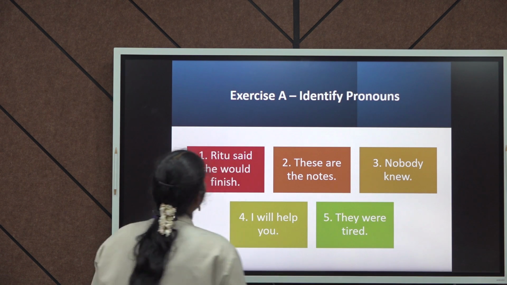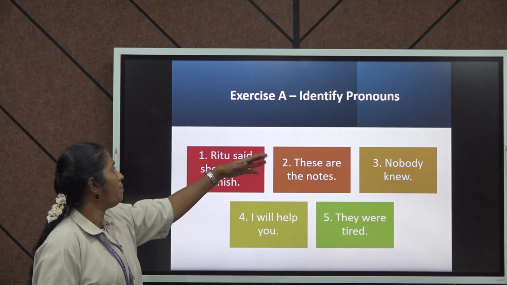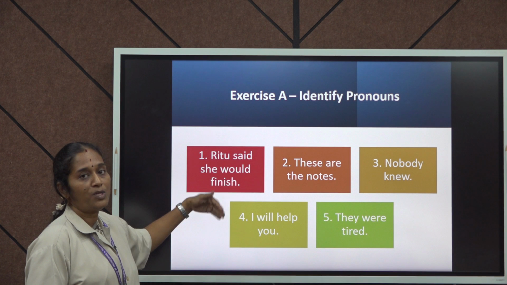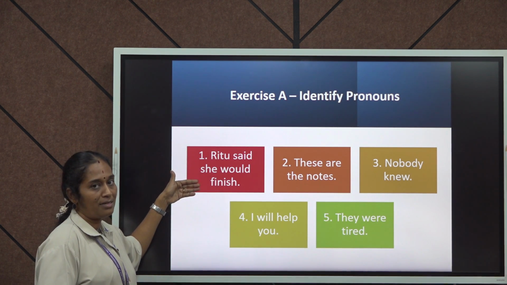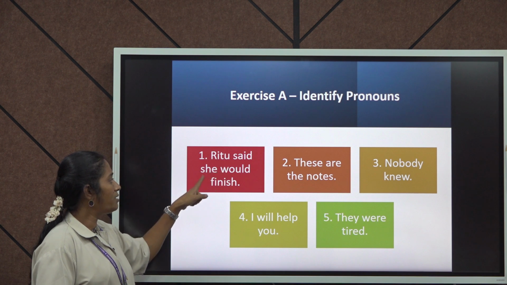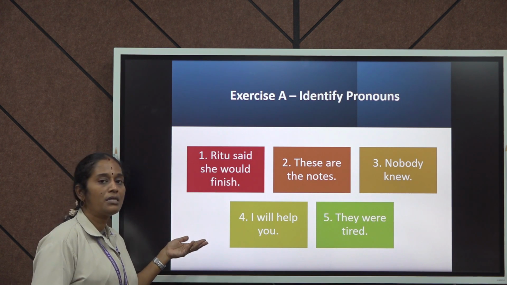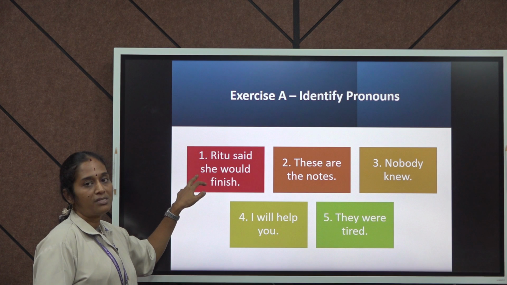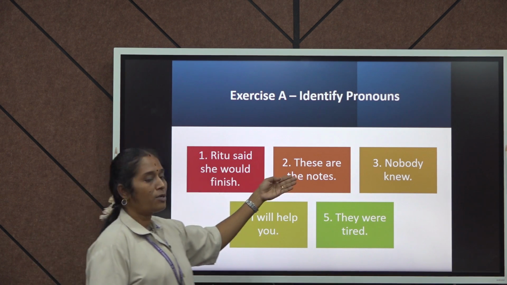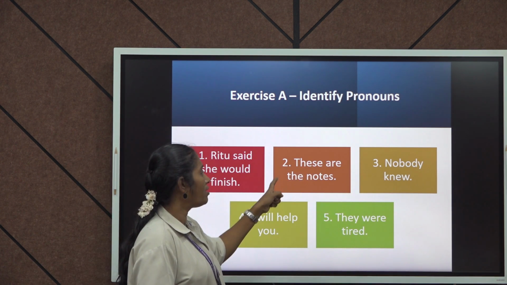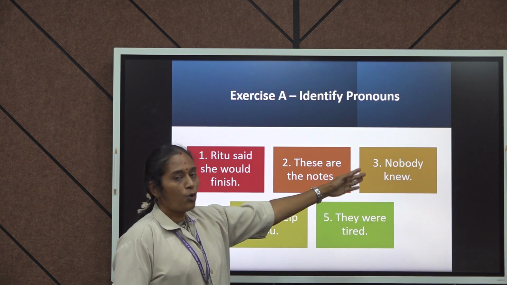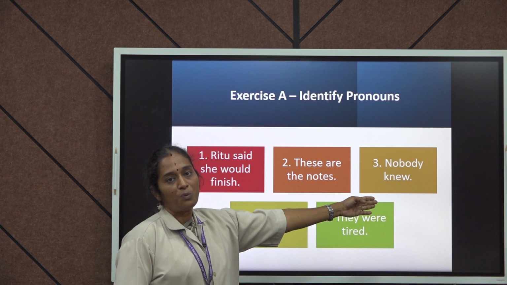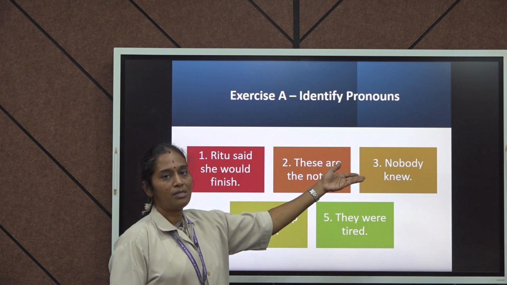Here, look at it. Here we are going to identify which one is the pronoun. Can you identify the pronoun in the first sentence? Ritu said she would finish. Which one is the pronoun here? Very well, you can say she. And then look at my next sample. These are the notes. Here these acts as a pronoun. Next one, nobody knew. Obviously knew is a verb, so you know the answer, that is nobody.